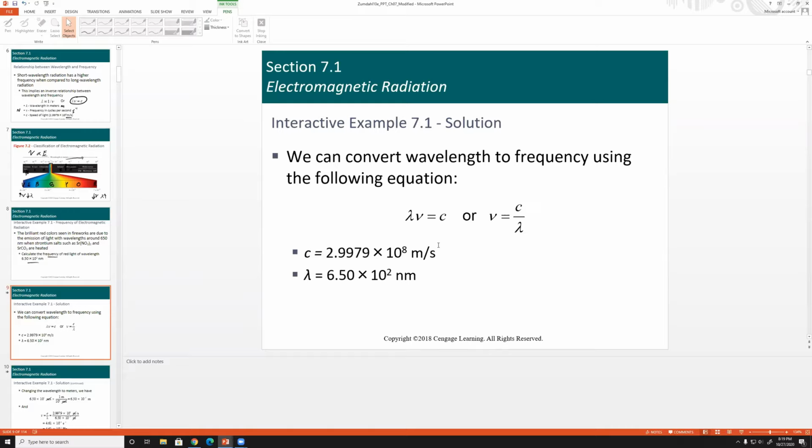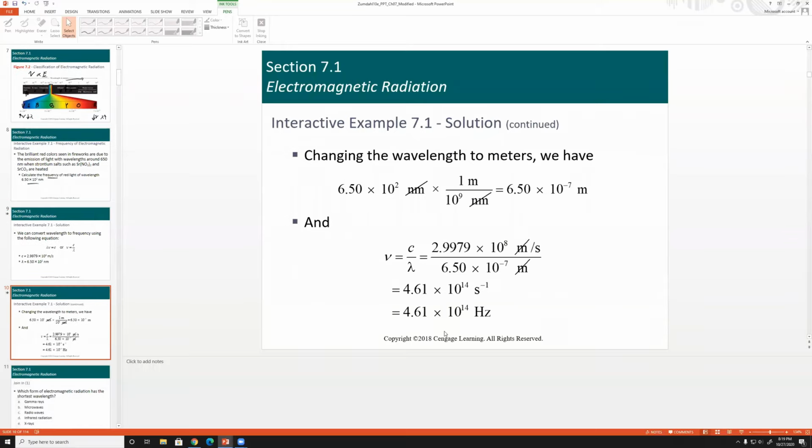So to solve this, to find the frequency, we would use this frequency equation. Either one of them is fine. And then we put in C as 3 times 10 to the 8th, and then our wavelength, 6.5 times 10 to the 2nd. And we would come up with our answer, which is in hertz. So this unit of per second, which is the amount of wave propagations per second, is also measured in hertz. Per second is the same thing as hertz.